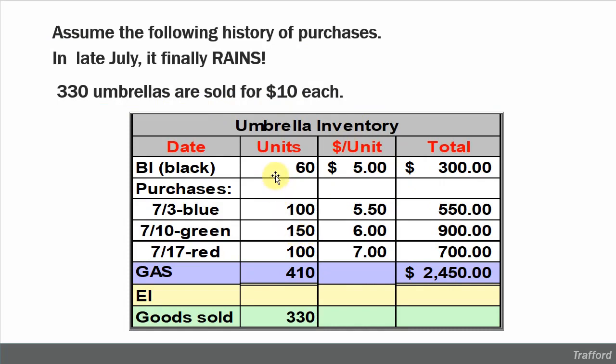330 oldest possible items. So we're going to take all of the $5 umbrellas, all of the $5.50 umbrellas, that's 160, all of the $6 umbrellas. That adds up to 310, and I need 330, so we're going to include 20 of the red umbrellas at $7 each. So those are the numbers that will fill in on our schedule: 60, 100, 150, and 20, because we're trying to add up to 330.